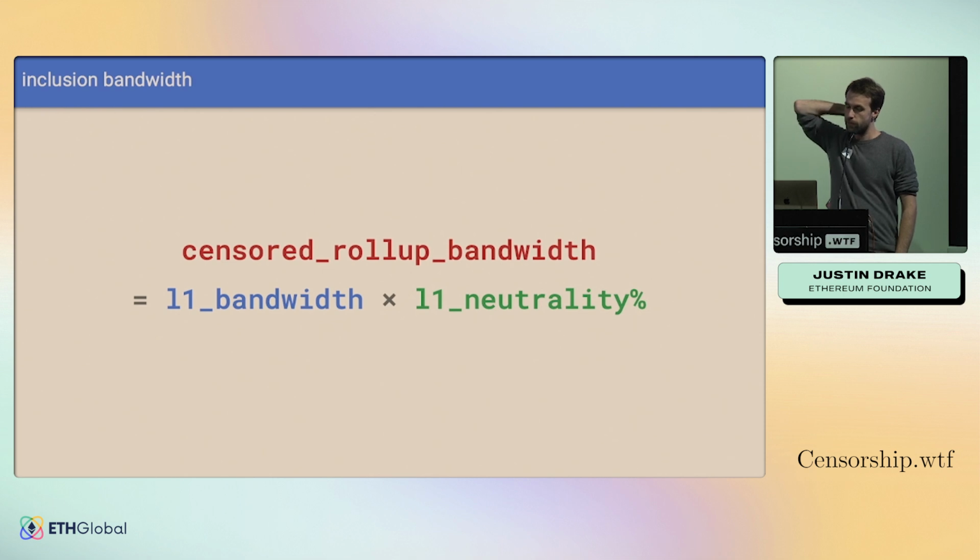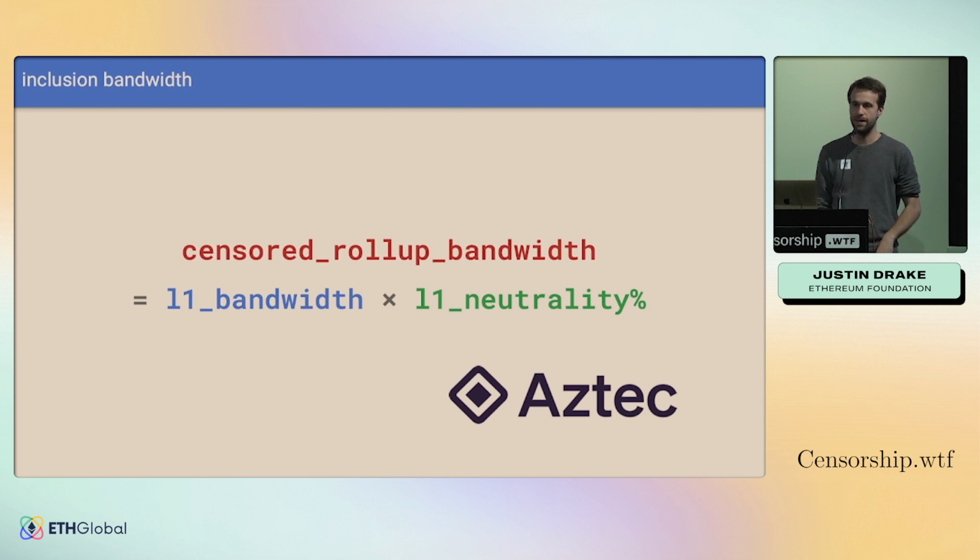Now, inclusion bandwidth has to do with rollups. Not transactions, but more so for rollups. If you have a censored rollup, so one example would be Aztec.